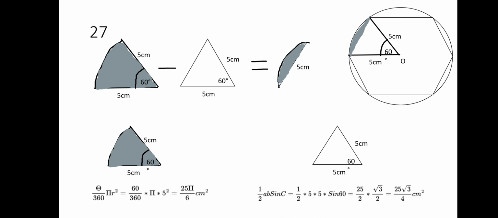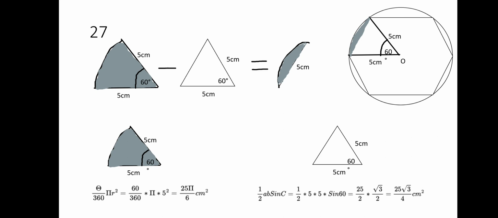The area of a sector is just the area of a circle multiplied by theta over 360. Theta in this case is 60 degrees, so doing 60 over 360 times pi times 5 squared would give you 25 pi over 6. And that's the area of the sector.